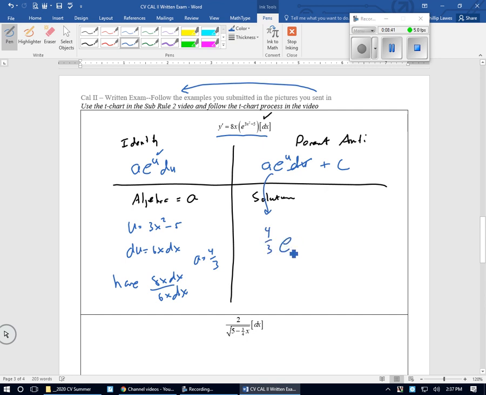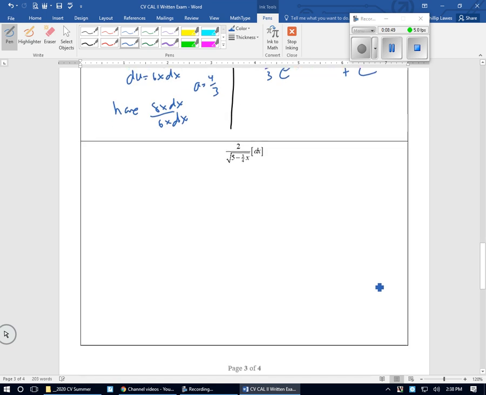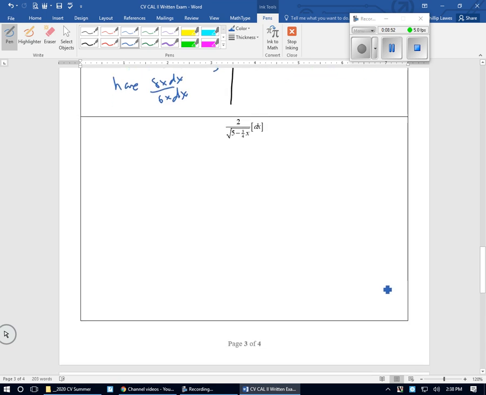4/3 e to the u plus a constant. Now, only one of you messed up on this, and I'm kind of surprised because we had this on several of our examples. This is not an x squared on the bottom, so don't think about that being a u squared. That's just a plain x.